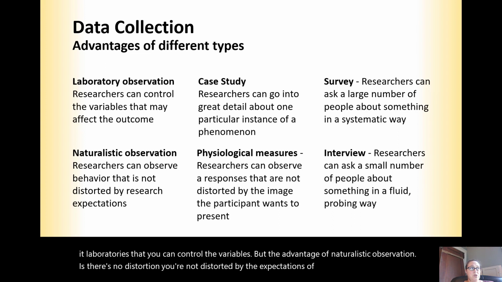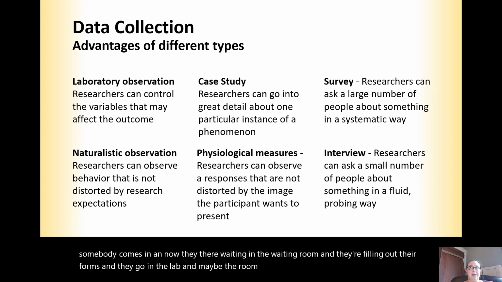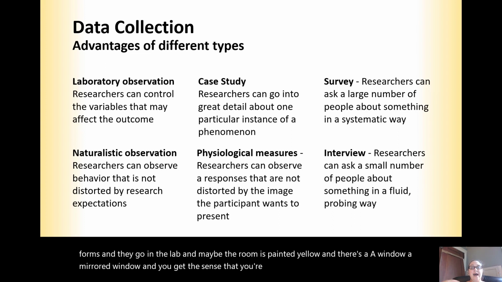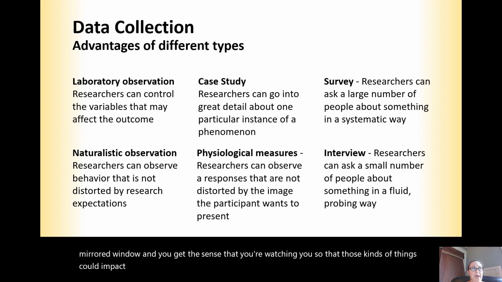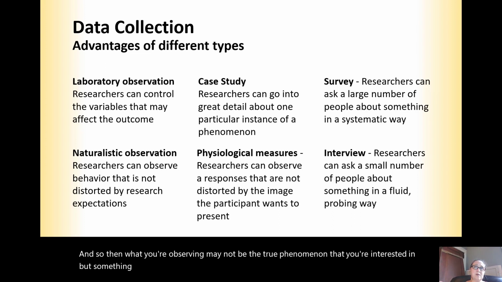So within the research, somebody comes in and now they're waiting in the waiting room and filling out their forms, and they go in the lab and maybe the room is painted yellow and there's a mirrored window, and you get the sense that you're being watched. So those kinds of things could impact the natural way that you behave. And so then what you're observing may not be the true phenomenon that you're interested in, but something that's been distorted by the weirdness of the lab. If you're out in the world, you're just watching the true phenomenon.